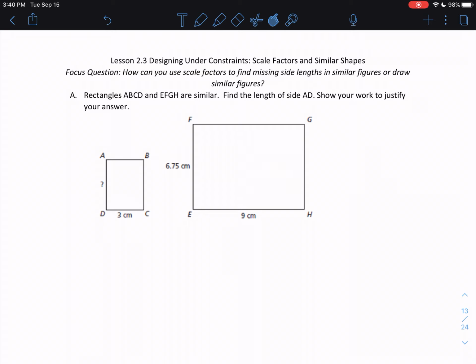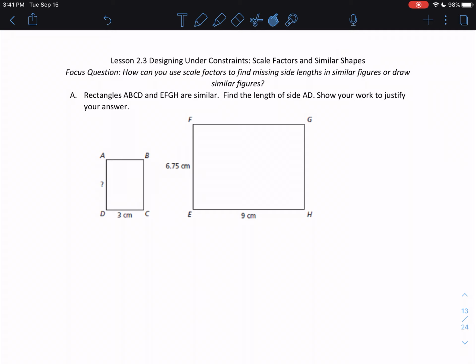What we notice here is that rectangles ABCD and EFGH are similar. Find the length of side AD. Show your work to justify your answer. What I'm noticing right off the bat is that my two rectangles are not in the same orientation. Rectangle ABCD is on its shorter side, and rectangle EFGH is on its longer side.